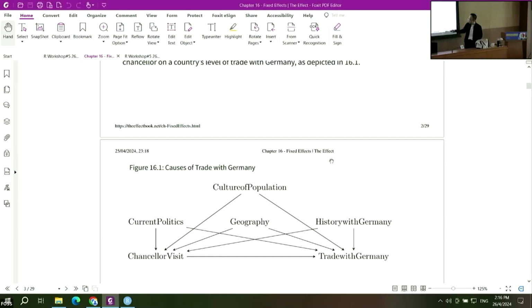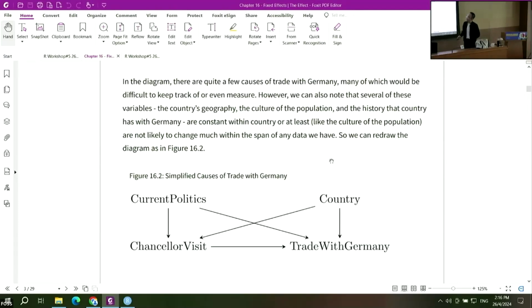Chancellor's visit, is that going to cause the trade with Germany to go up or go down? We don't know. Okay, so in the diagram, there are quite a few causes of trade with Germany, many of which could be difficult to keep track of, not to mention to measure. So, for example, the culture thing. How do you measure culture? You can survey people, but that's going to be very limited. It's impossible to take into account every single factor that's going to impact the trade level with Germany with that particular chancellor's visit.